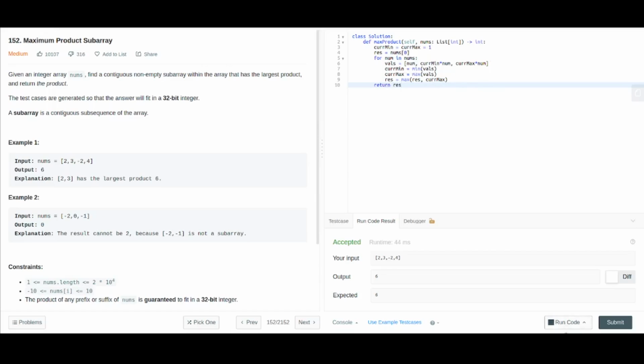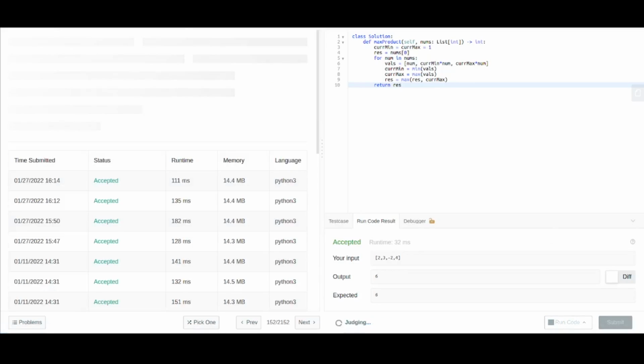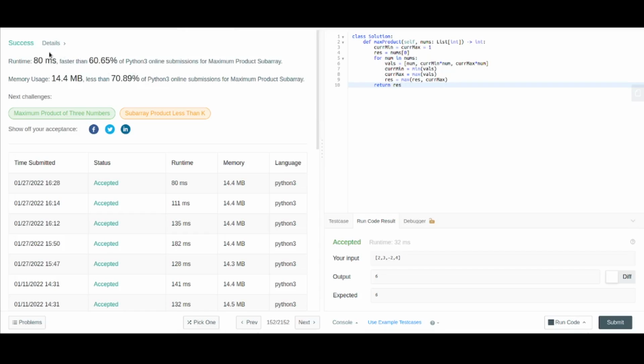Try and run this code. Okay, got accepted. Now, okay, it passes all test cases, so it returns a success.